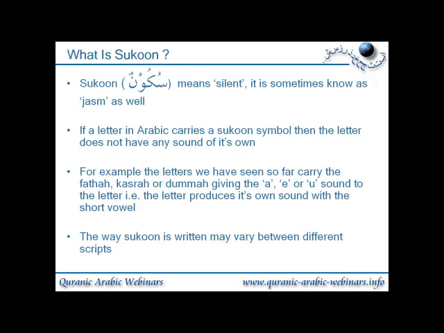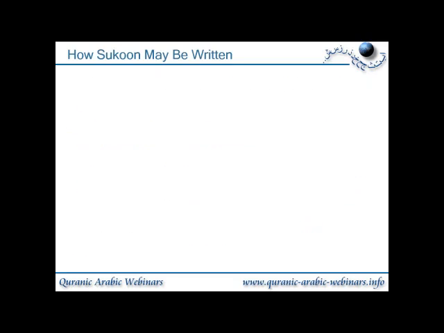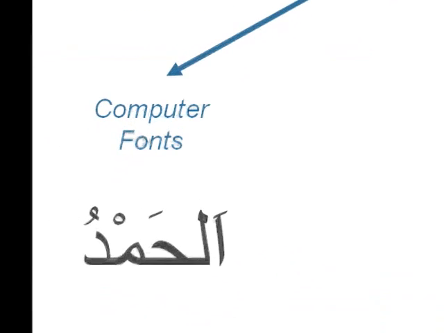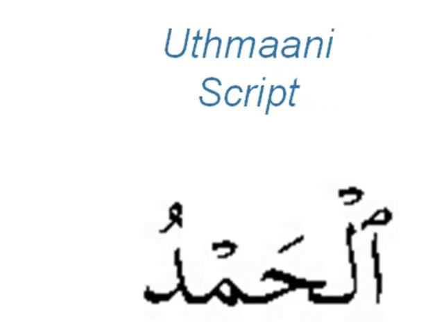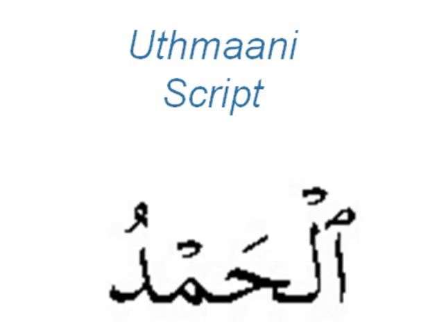The way sukoon is written may vary between different scripts. So how may sukoon be written? On many of the computer fonts, you will see the sukoon written as a small circle. So here we have the word alhamdu, and just above the meem is a sukoon, which is a round circle. In the Uthmani script, i.e. in the Quran, the same word again, if we look above the meem, you have a sukoon, which is almost a circle but not complete.